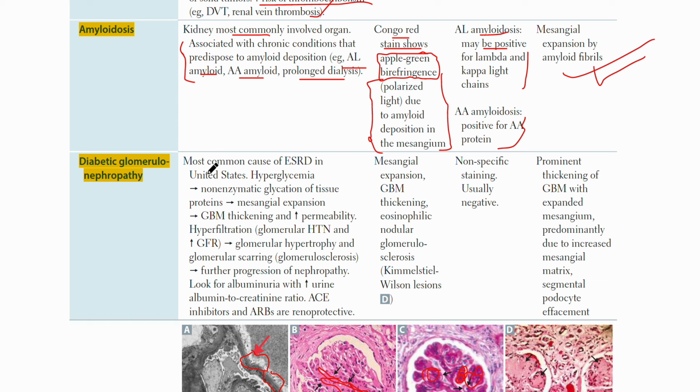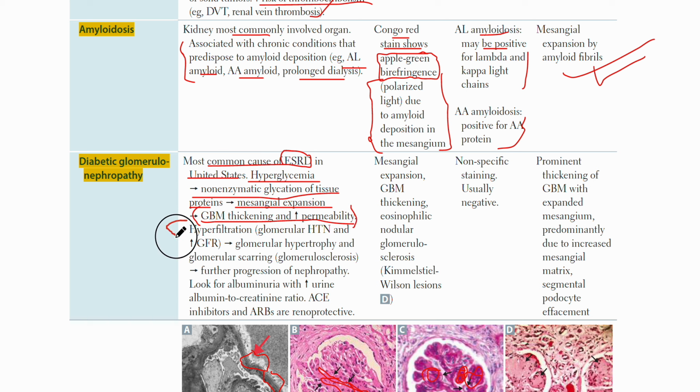Okay. So in diabetic glomerulonephropathy, there is the most common cause of ESRD, which is end-stage renal disease in the United States, and also hyperglycemia causes non-enzymatic glycation of tissue proteins that will lead to mesangial expansion that will lead to GBM thickening and increased permeability.